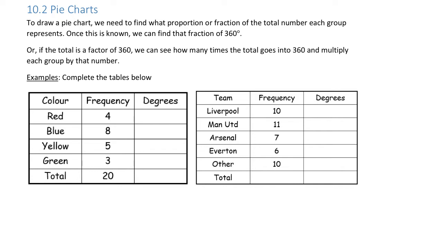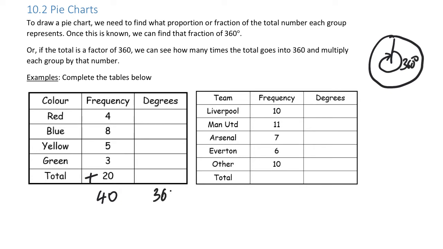So if we complete the tables below, first of all, what we want to do is work out the total frequency. So if we add these all together, we see that the answer is 40. So 40 is the total frequency. What we know in a pie chart is that the total angle has to be 360 degrees. So the total angles must add up to 360 degrees.